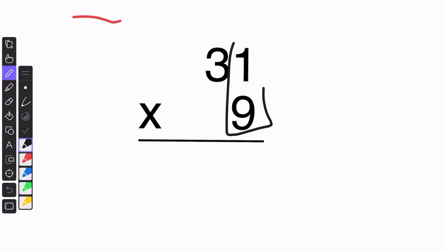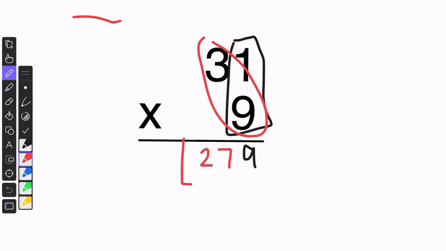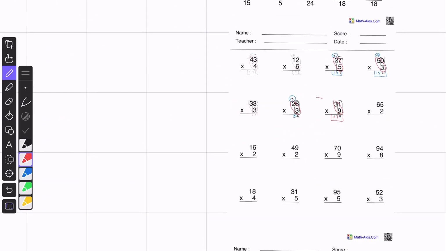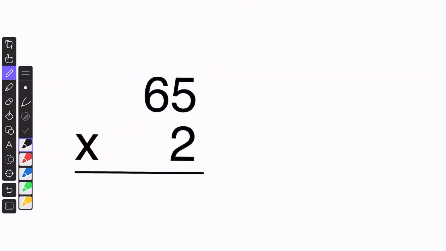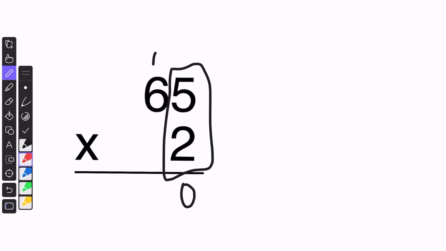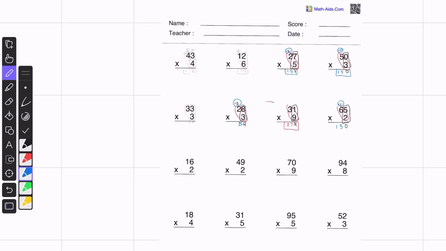Our step 1, 1 times 9, 9. We don't have anything to carry over, so we're just going to do step 2 over here. 3 times 9 is 27, so 279 is going to be our answer. Step 1, 5 times 2 is going to be 10. We're going to carry over the 1, put the 0 down here. We're going to do step 2. 6 times 2 is going to be 12, plus 1 is 13, so that's 130.